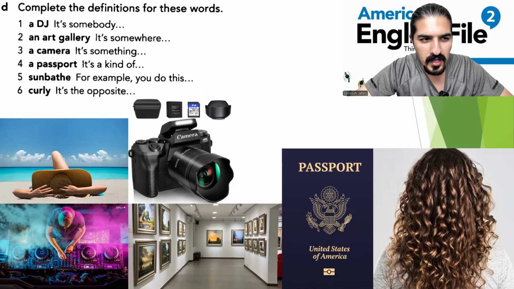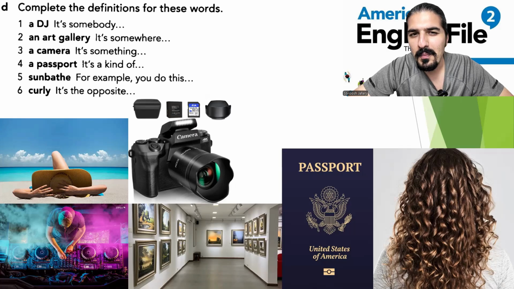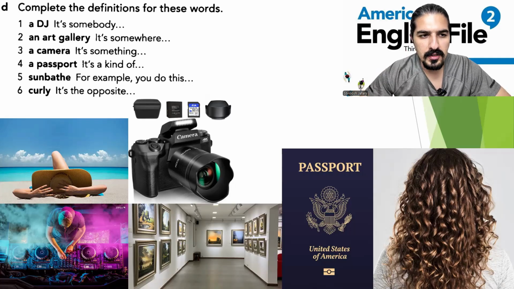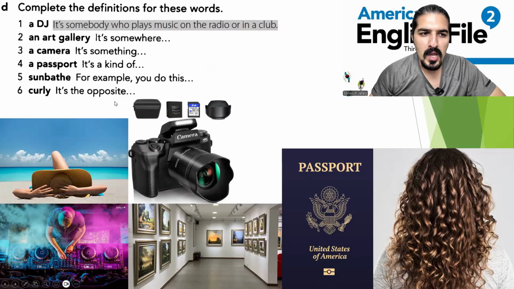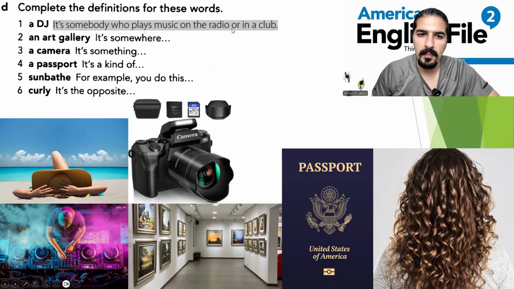Okay. A DJ, an art gallery, a camera, a passport, sunbathe, curly. Complete the definitions for these words and then compare your answers with your friends. For example, a DJ. Let's see my definitions. A DJ, it's somebody who plays music on the radio or in a club, like David Guetta, right?